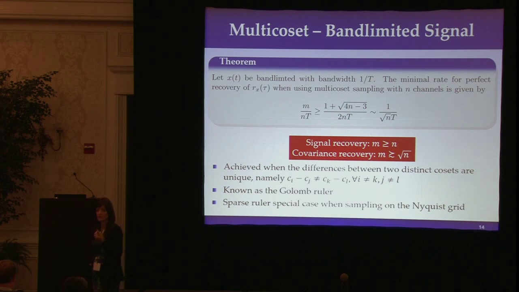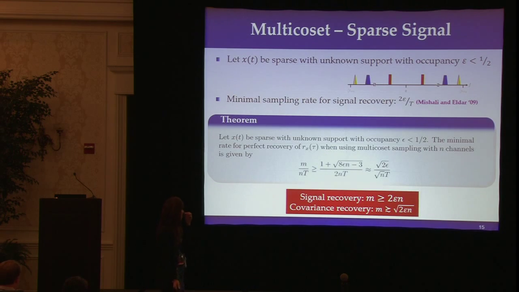Essentially, we need the differences between each of the point locations to be different, and this is what's known in the literature as a Golomb ruler. So if you use a Golomb ruler for sampling, then you can achieve this square root reduction in the sampling rate. This is for band-limited inputs. We could do the same thing for multiband inputs with unknown location. So again, we get a savings of a square root.